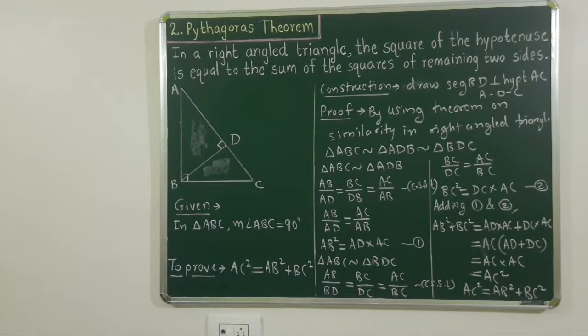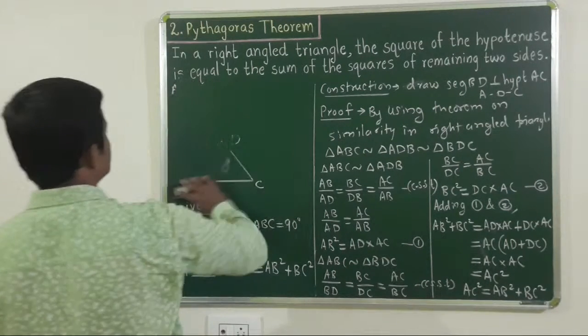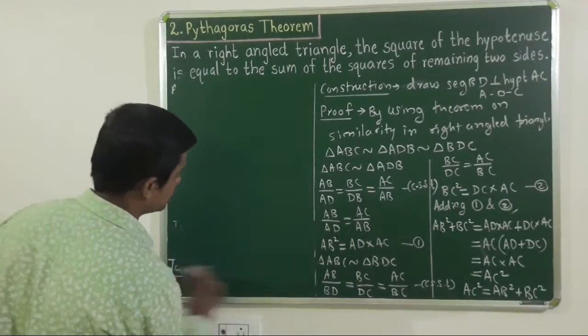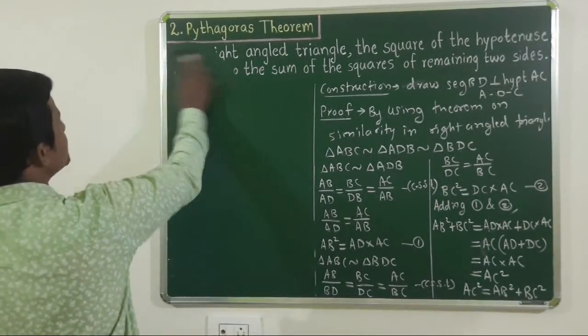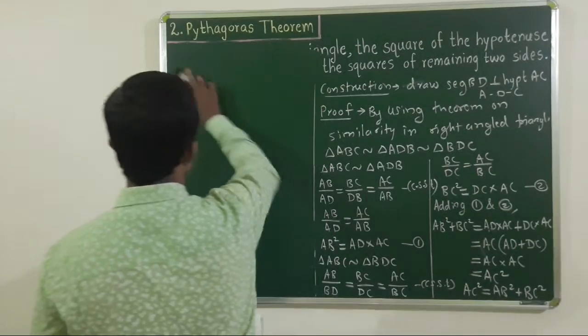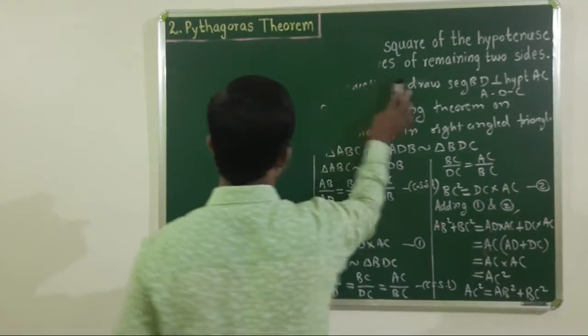Now we will move towards converse of Pythagoras theorem and its proof. Converse of Pythagoras theorem means interchanging given as to prove and to prove as given. We get converse.